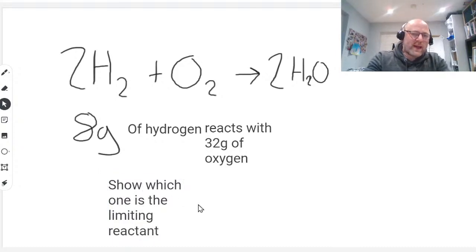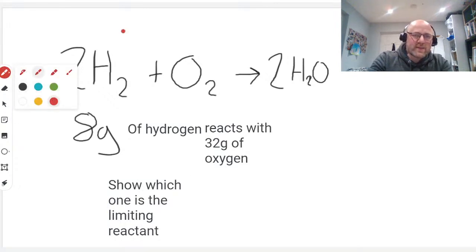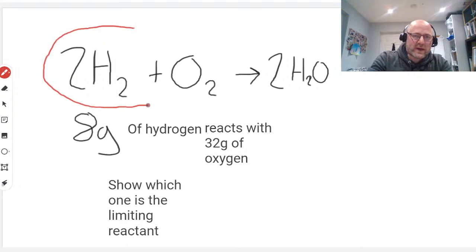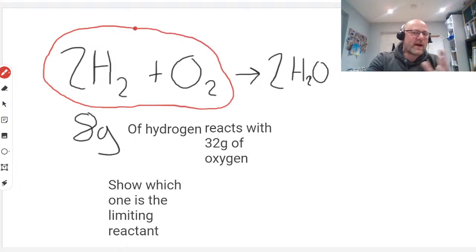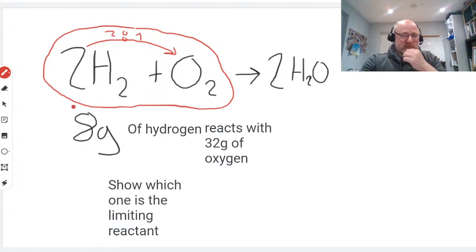So when we're talking about limiting reactants here, guys, we're only talking about the reactants. These limiting questions or excess questions are only about them. So we only need to focus on these two. And we need to look at the ratio. And the ratio, again, is 2 to 1. It's not always 2 to 1. A lot of the time it's 1 to 1. So it's 2 to 1.